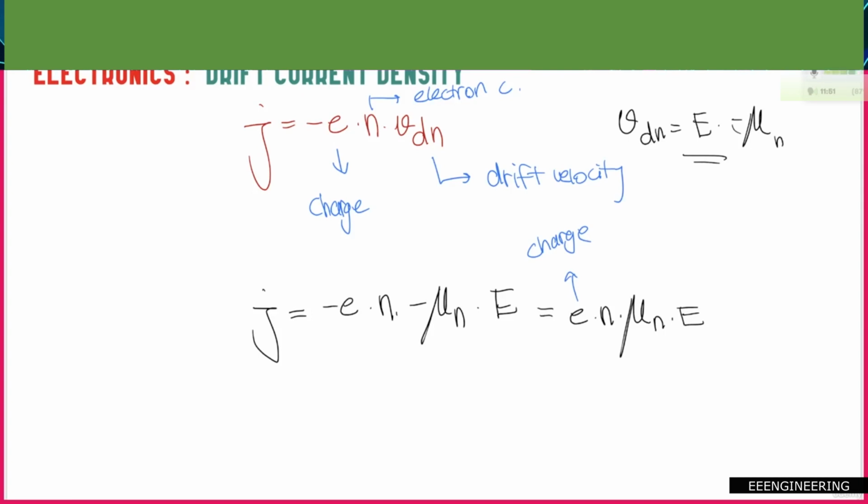So drift current is in the opposite direction with drift velocity, meaning that it is in the same direction with electric field, and this is actually something important, something that you need to keep in your mind.